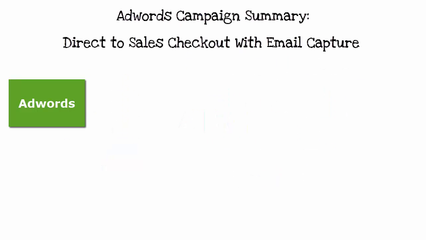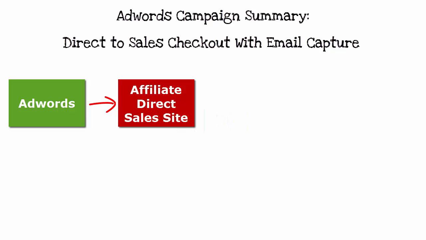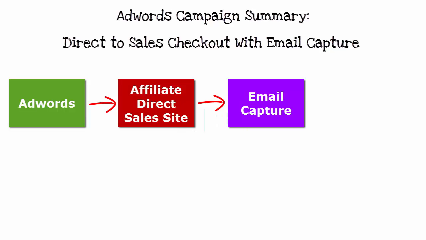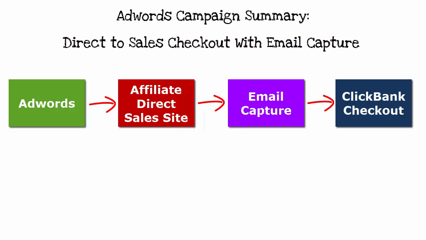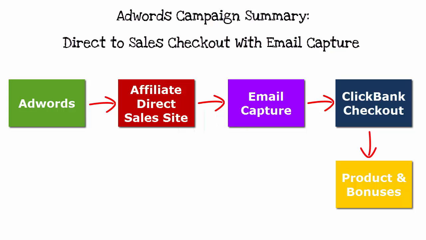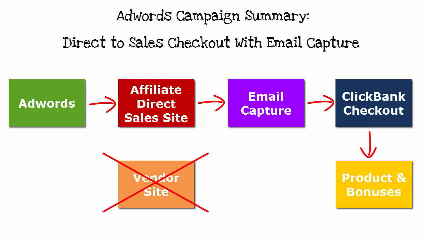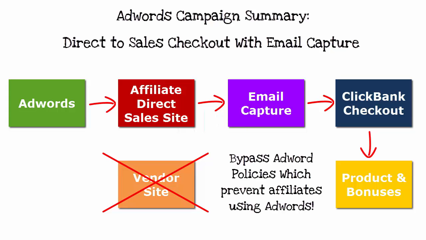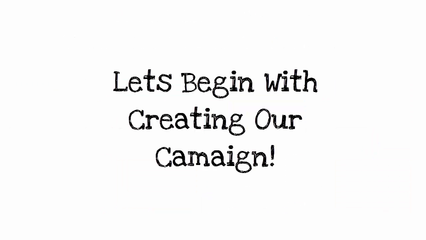In this presentation I'm going to show you how you can make money using Google AdWords, sending traffic directly to your affiliate site, which in turn captures email addresses of buyers as part of the ClickBank checkout process. After the sale, the buyer gets access to the product and additional bonuses provided through using CB Clicksale. The entire process avoids the vendor site, which is needed in order to avoid falling victim to AdWords suspension and bans due to the bridge policy. In fact, it's almost impossible for affiliates to use AdWords, and that's one massive benefit to using CB Clicksale with creating online profits fast. Now let's begin with creating our campaign.